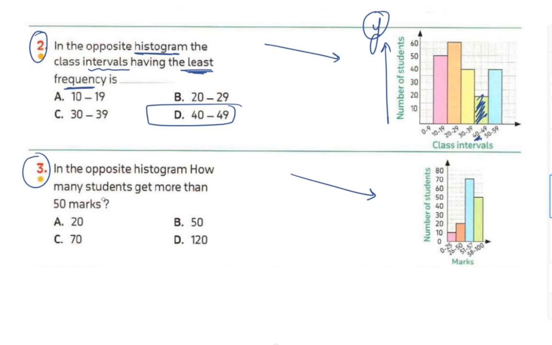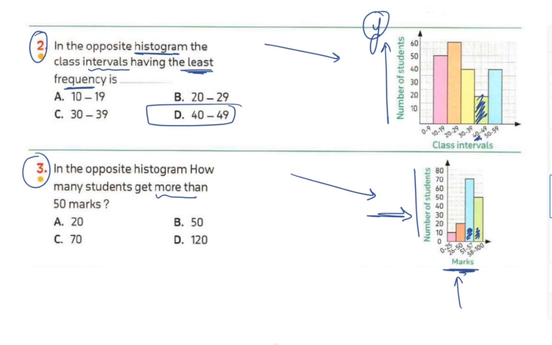3. In this histogram, how many students get more than 50 marks? Look here, we have marks here and number of students here, right? Here he asks us about how many students, so I will look at the y-axis. Get more than 50. More than 50, look at the marks. Where is 50? Here we have 50. He said more than 50, that is after 50. I will start from 51 and up. For 51, I will take this interval and this one.